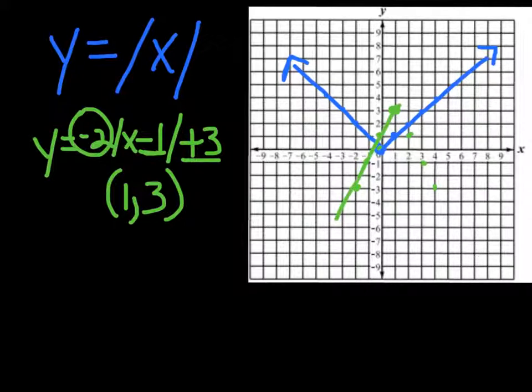Okay, so when we compare the parent function to the new function, the vertex of the parent function is at 0, 0. Okay, so how did it change? How did this go? We went to the right one and up 3, and that is your vertex, to the right one and up 3. And then we said, okay, a is -2, so we know it's going down, and that -2 means down 2 and over 1.